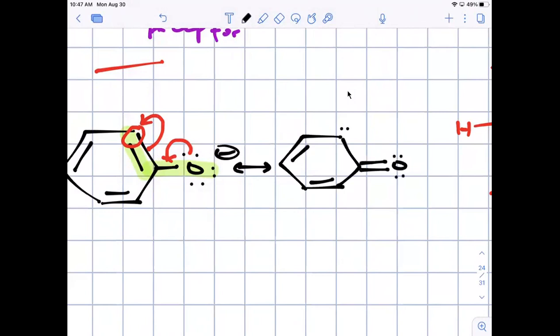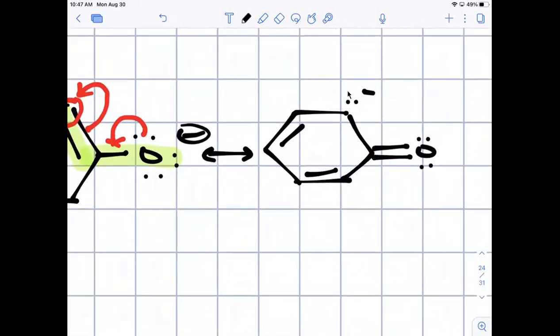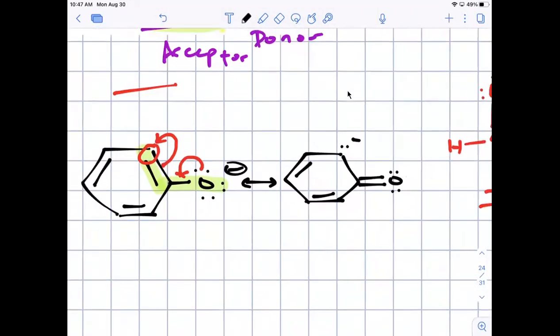Very good. Excellent. Right. So that's now the carbon there is negative. And what form am I drawing this in? Is that a Lewis? Is it a skeletal? Is it a line structure? Is it a condensed structure? What is it? Skeletal. It's in skeletal form.